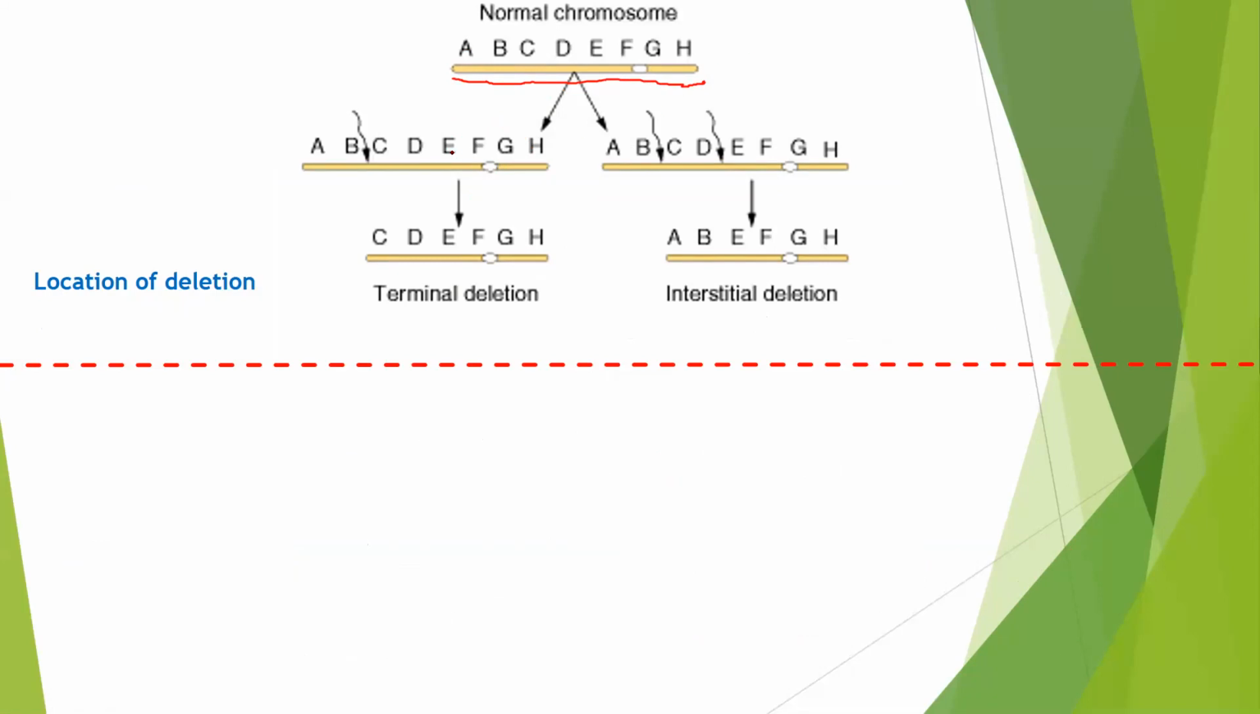If there's a deletion here, including one end of the chromosome, then this deletion is called a terminal deletion. One end is missing. If the deletion is in the middle, and the chromosome is rejoined like this, then this is called an interstitial deletion. So there are two possible ways to form a deletion in the chromosome, depending on the location.